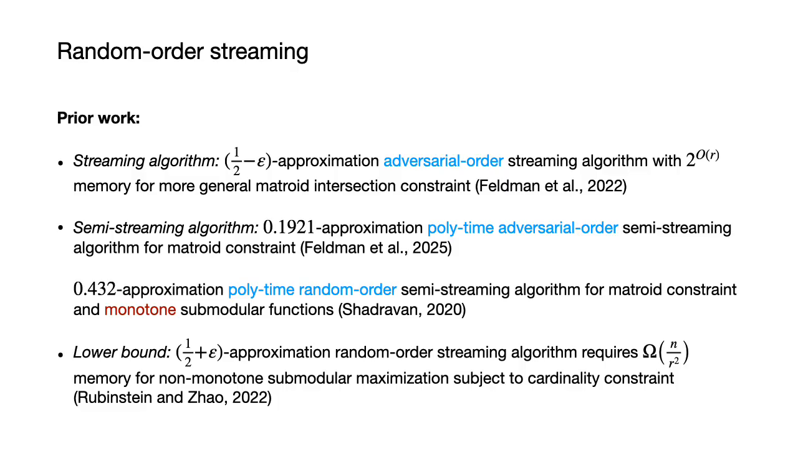For the lower bound, the previous work by Rubinstein and myself showed that any better than 1/2 approximation random order streaming algorithm requires n over r squared memory, even for the cardinality constraint, and therefore 1/2 approximation is indeed the best we can hope for this problem.